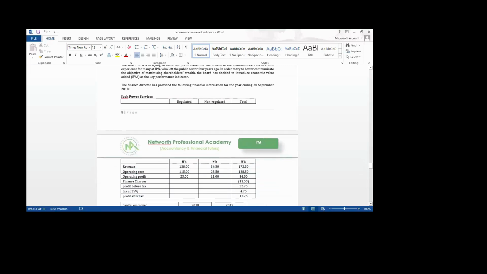Revenue from regulated business, revenue from non-regulated business, operating costs for both, operating profits, finance charge. Your finance charge is also your interest expense. The finance charge is for the company as a whole.